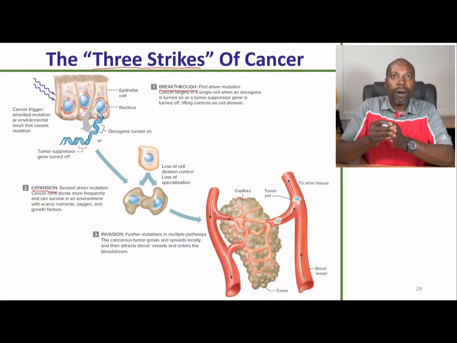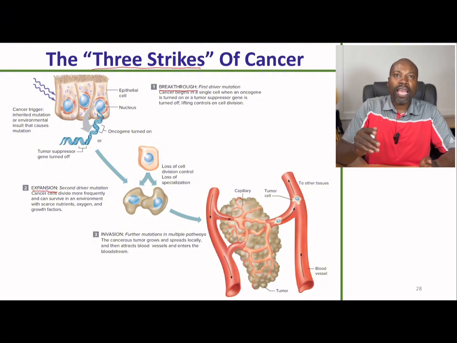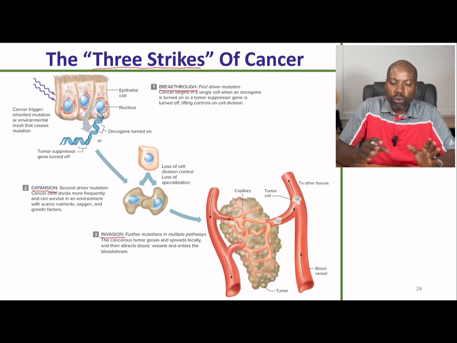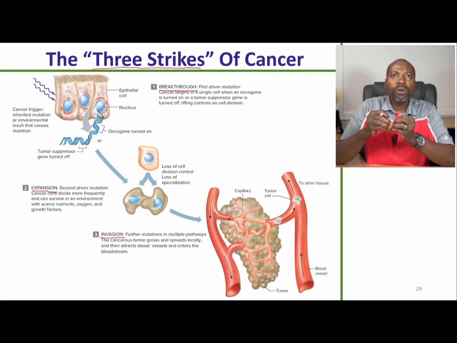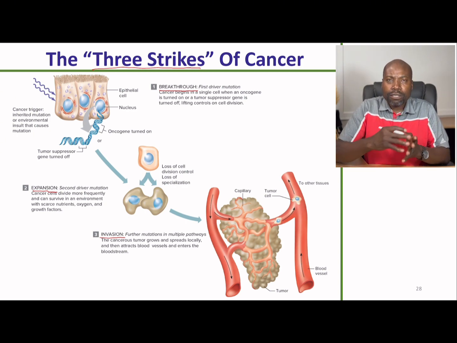And then you have a third strike. That third strike is the invasion stage. There is another modification that now leads to a situation where cells not only lose their normal function and multiply way faster than they should, but in addition, they lose the ability to attach to each other. By losing that ability to attach to each other, needless to say, they are going to break away from the tumor and spread through the body.